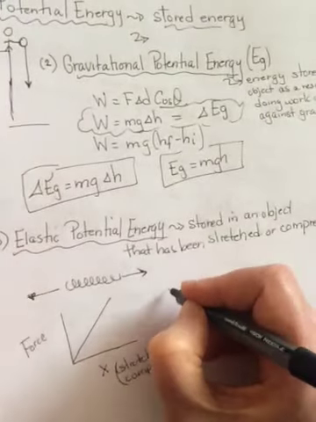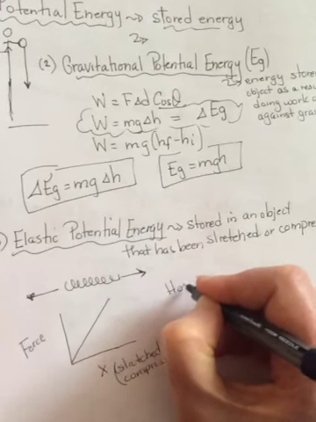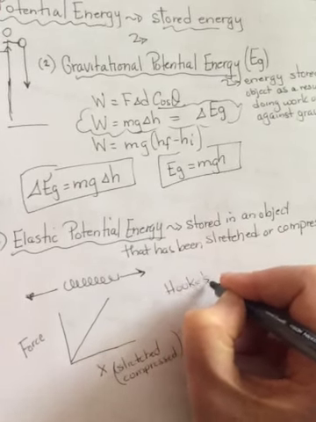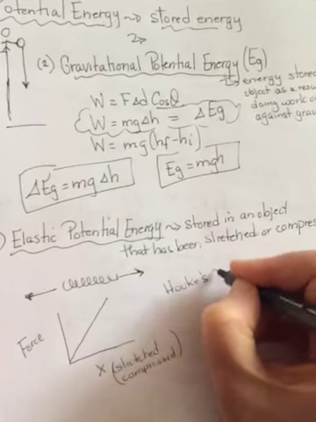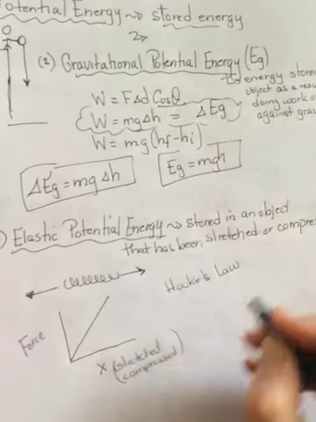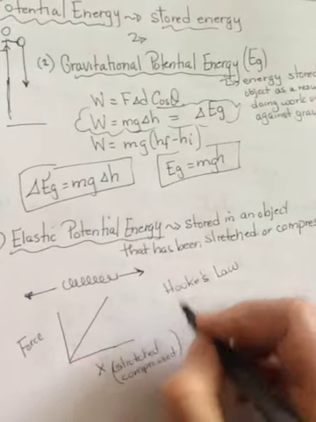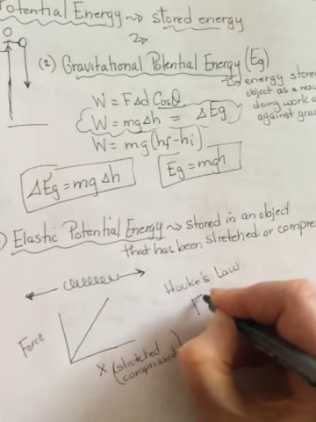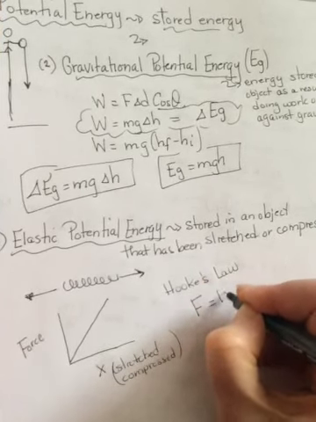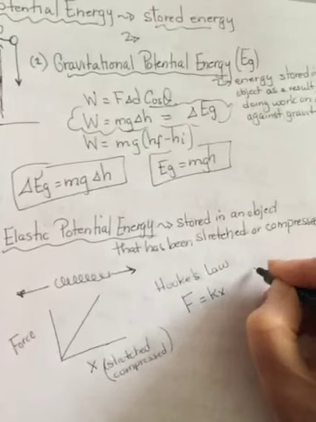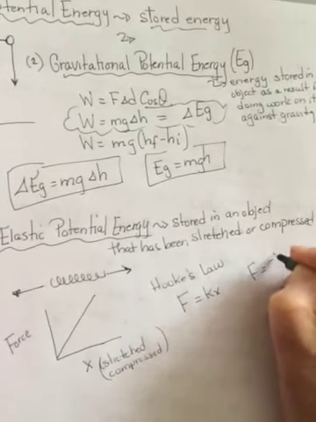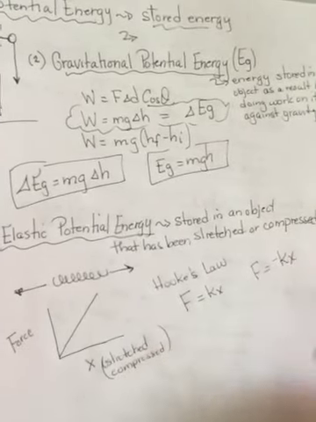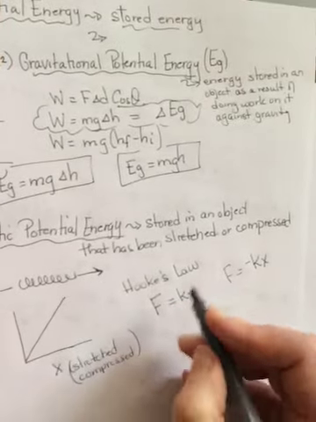And what this actually shows us is a law. It's called Hooke's law. The slope of the line we call k, and the equation is F equals kx. You will also see F equals negative kx, and I'll talk about why they're a little bit different.